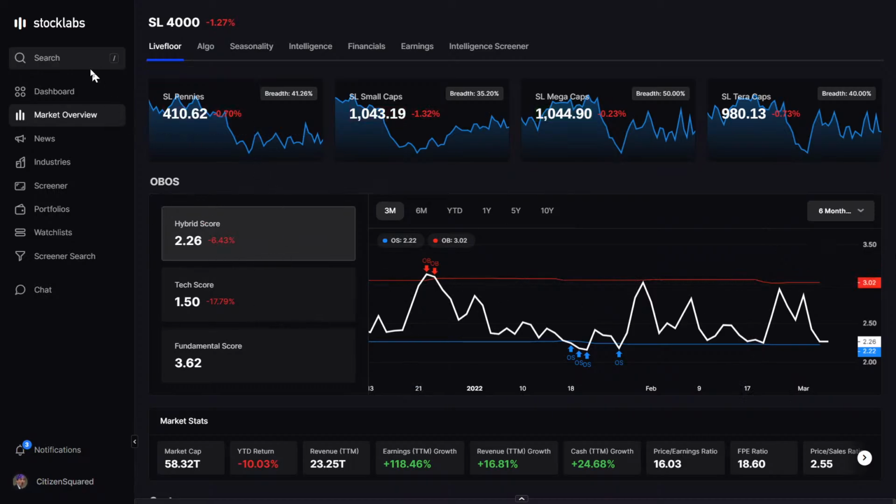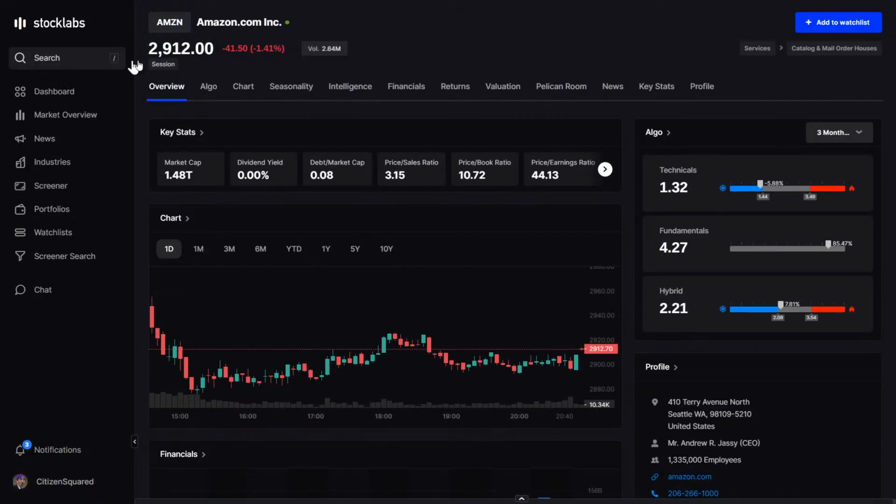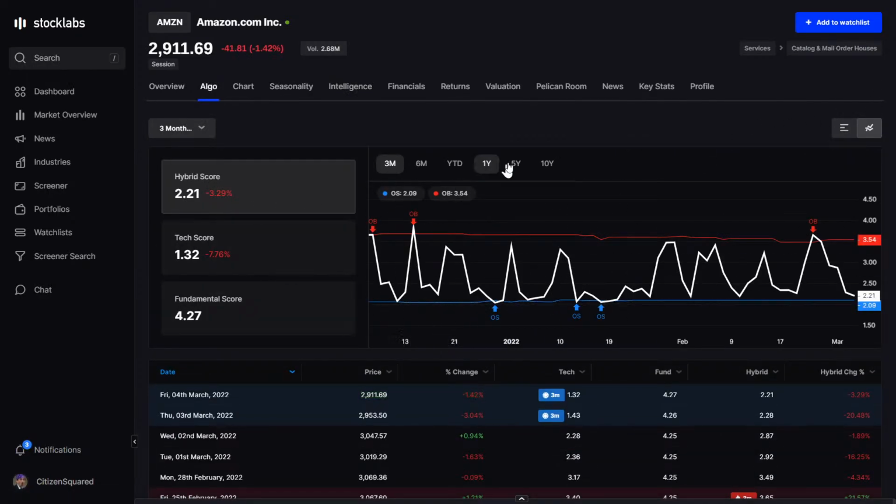And this algorithm, this is for the overall market, but it exists for individual stocks too. So this is the OBOS algo for Amazon specifically, for example, because I'm on Amazon's page. These will have different values and different statistics for each ticker or ETF, just because the behavior of an individual stock or a sector could be a lot different than what the S&P or the Nasdaq would do.